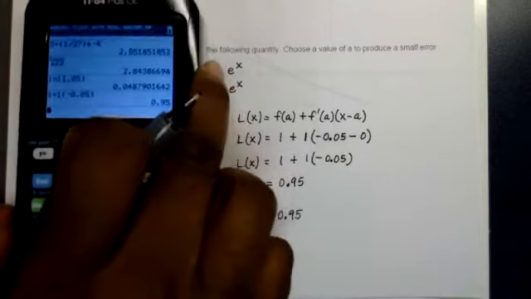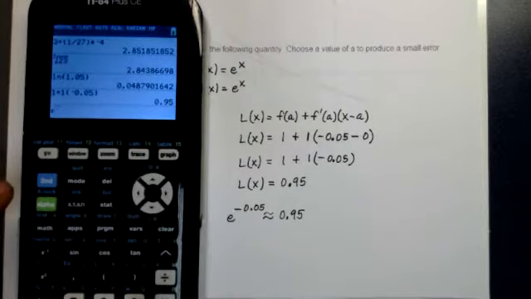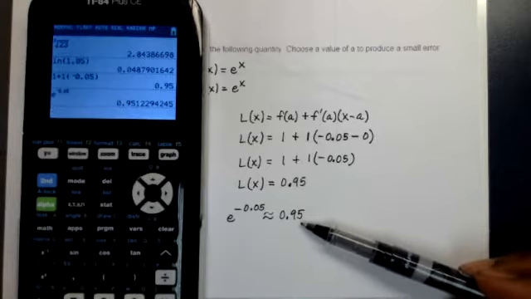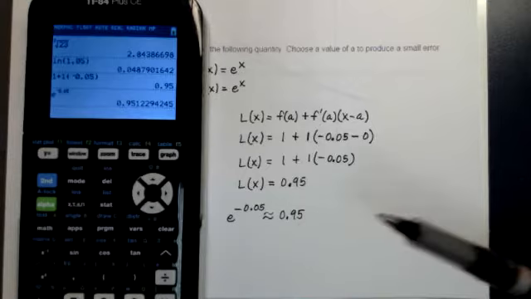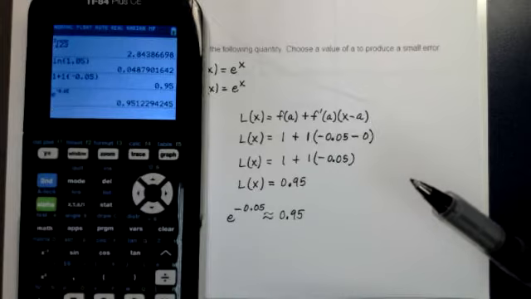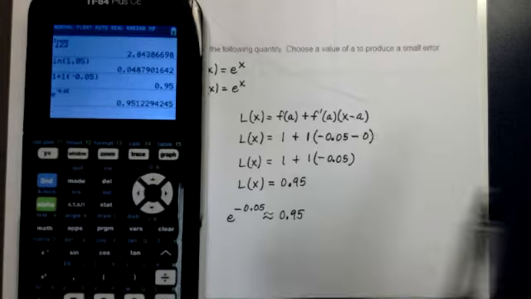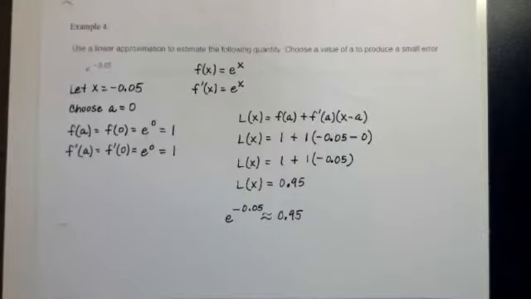Now, again, if you type that in the calculator by doing second ln and negative 0.05, here we were only limited to 2 decimal places. So here you get like 0.951229424... Okay, so that's how we apply the linear approximation method to estimate quantities here.